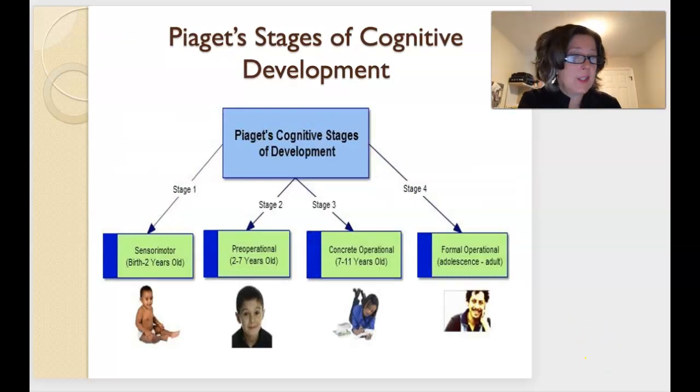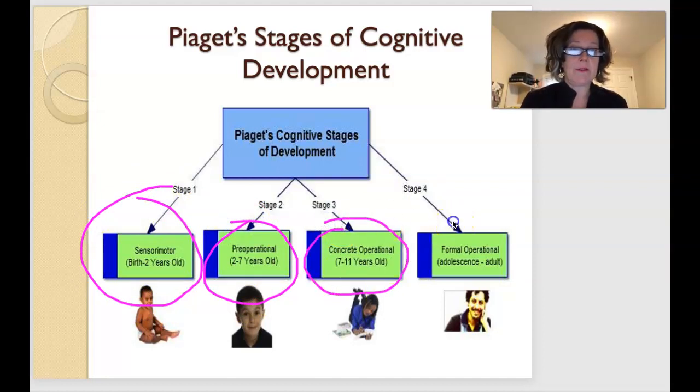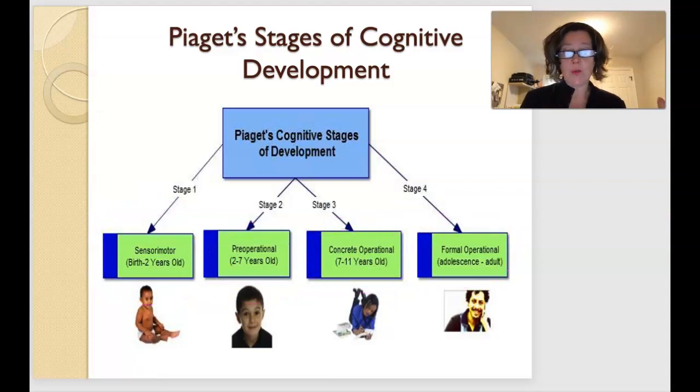Okay, so these, you might have seen these before. These are Piaget's stages of cognitive development. We're not going to spend a lot of time here on them because we'll spend a little bit of time later. But basically, Piaget said stage 1 is basically birth to 2, pre-operational is 2 to 7, concrete operational is 7 to 11, and then formal operational is adolescence and adult. And these are the cognitive stages that all kids go through in their development, and specifically their language development.